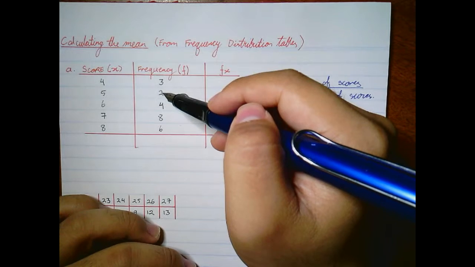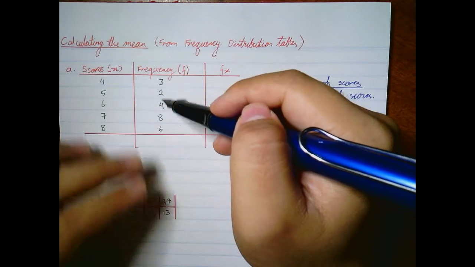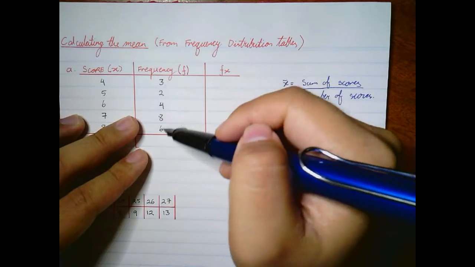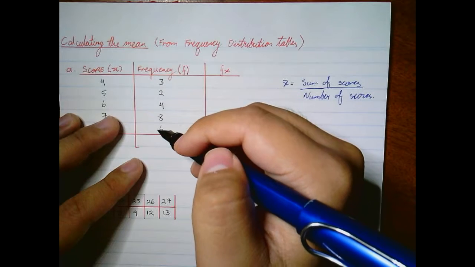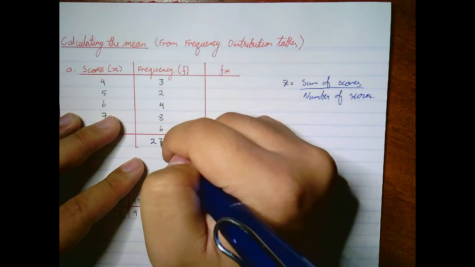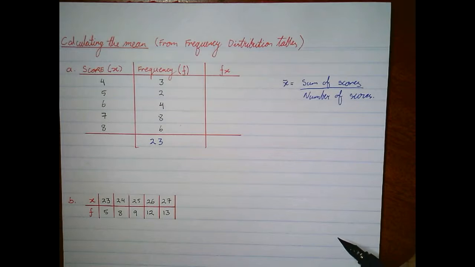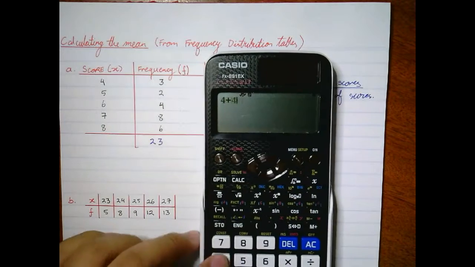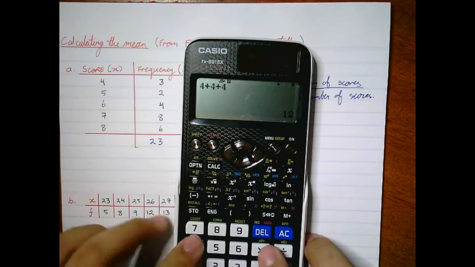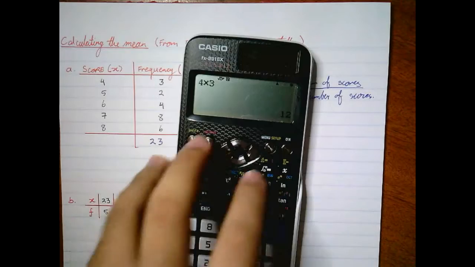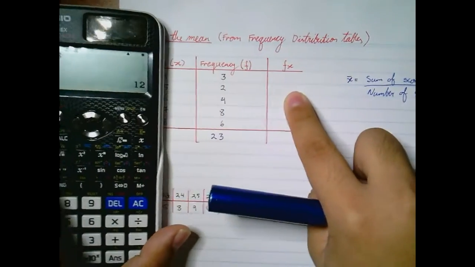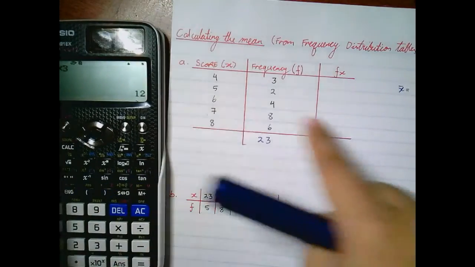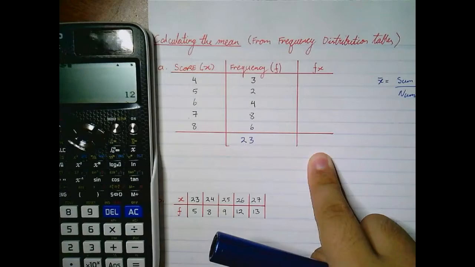3 plus 2 is 5. 6 and 4, well 4 and 6 make 10, so that's 15. 15 plus 8 is 23. And now, if we were to add 4 three times, 4 plus 4 plus 4, isn't that the same as 4 times 3? So this is actually what the fx column is for. It's so that we can just multiply these out and just add them once we're finished.